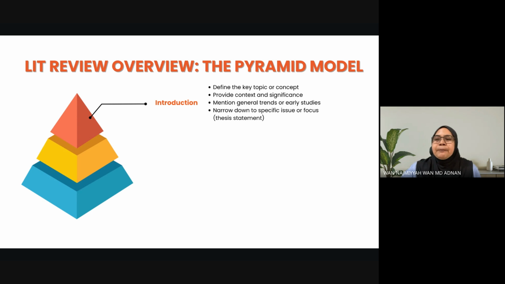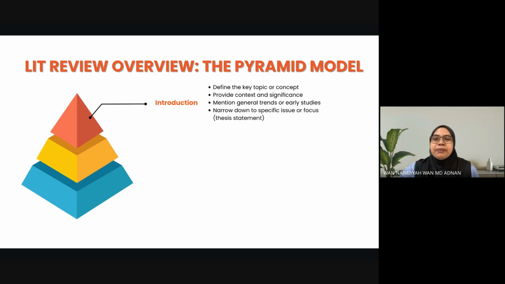So the formula is always the same regardless of what topic you have, whether you are from Islamic banking, finance, economics, or language like me, the format will always be the same. It will always have an introduction, it will always have body paragraphs, and it will always have a conclusion.